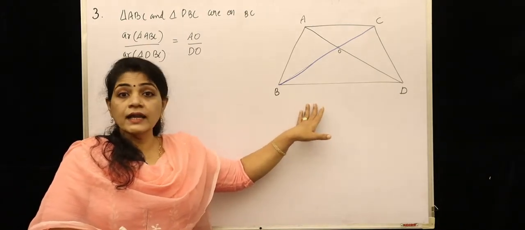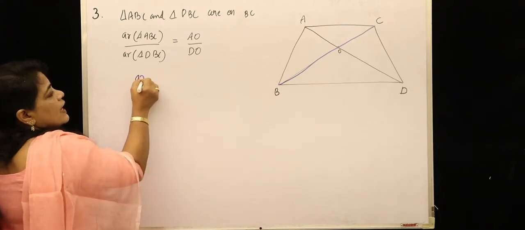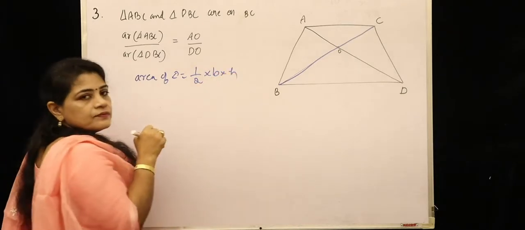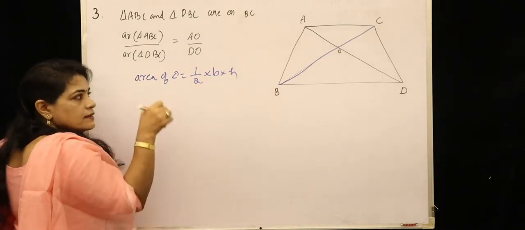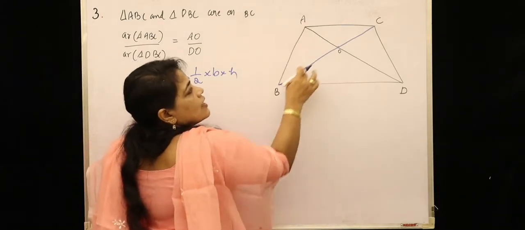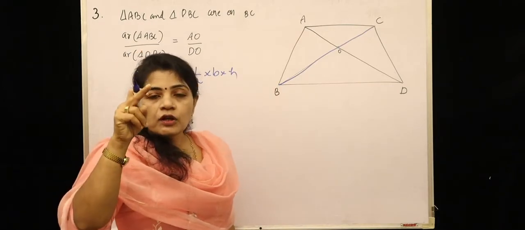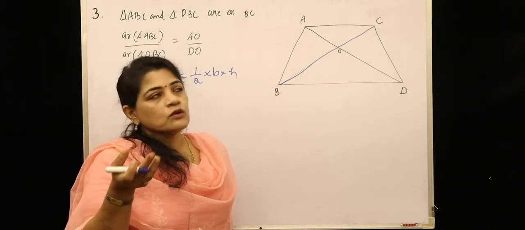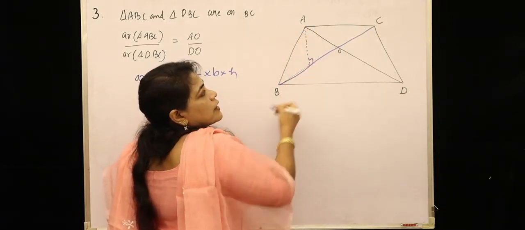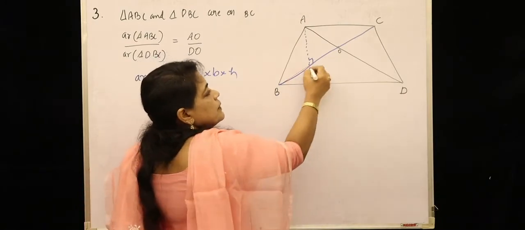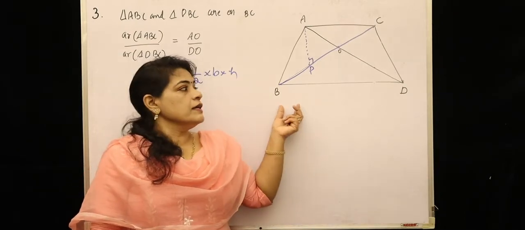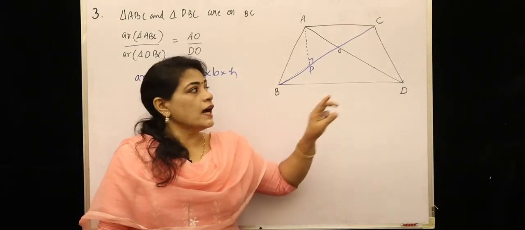So I am going to apply area of triangle equal to half into base into height. In order to apply this formula, we have to first draw the height of both the triangles. Triangle ABC, height means the perpendicular from a vertex to its opposite side. So I am taking vertex A to its opposite side BC, a perpendicular of 90 degrees. Let it be AP. It's the altitude, the height. So in triangle DBC we need the height of triangle DBC.